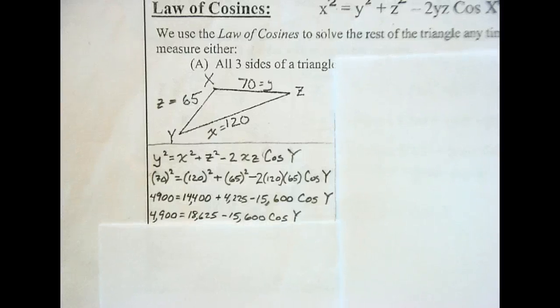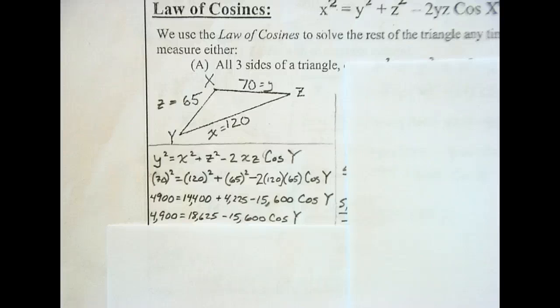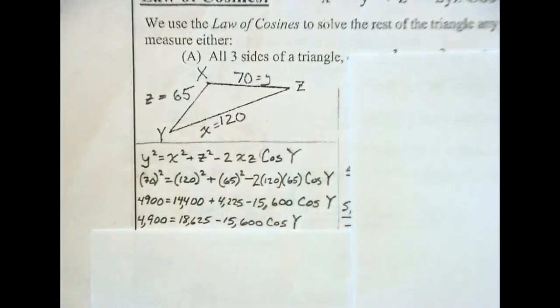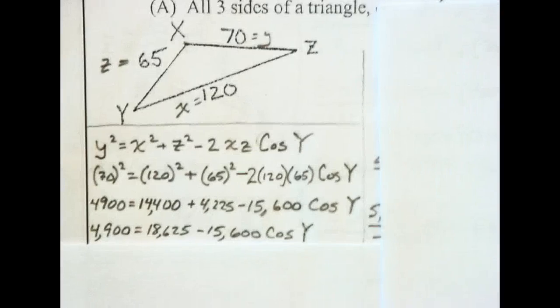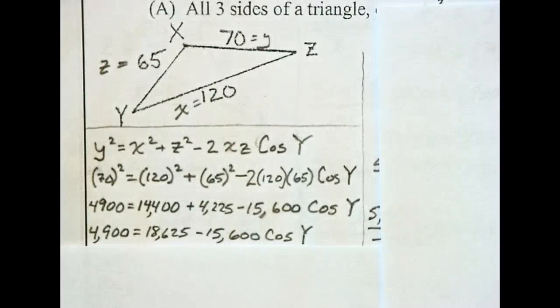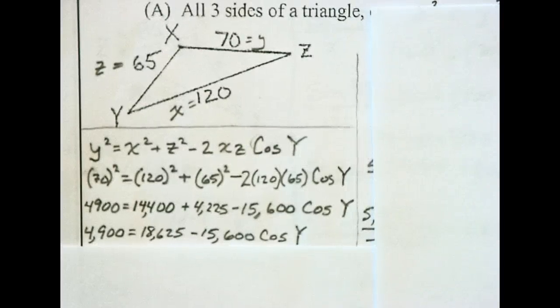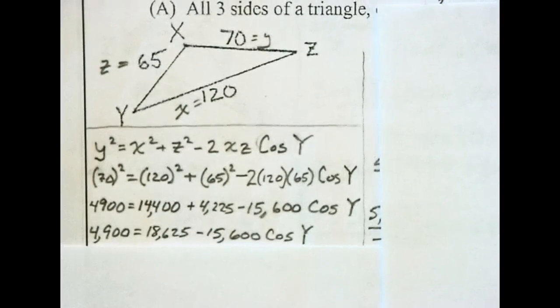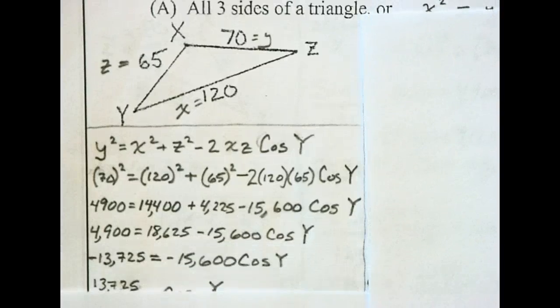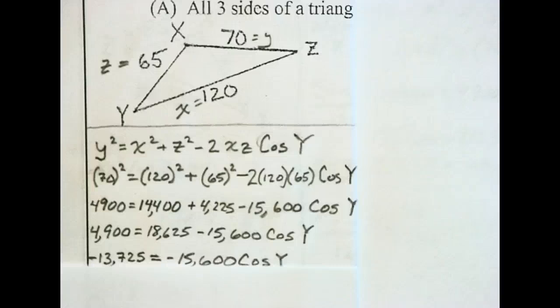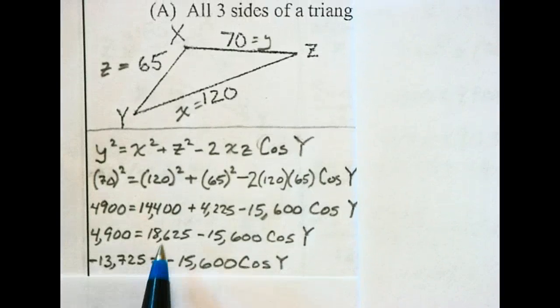Okay, how many are good up to there? Zoom in a bit for you. Any questions up to there? Careful of the next step. It's where all the usual mistakes are made. Make sure we move that 18,625, subtract it from both sides to get negative 13,725.